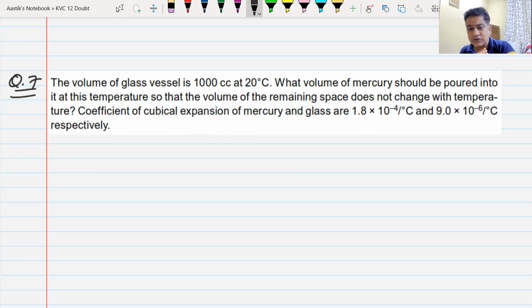We had done a similar question in linear expansion of solids. Yes or no? I think we had done a similar question. If you can remember that question, you should be able to solve this one. I'll give you 2 minutes to solve this.